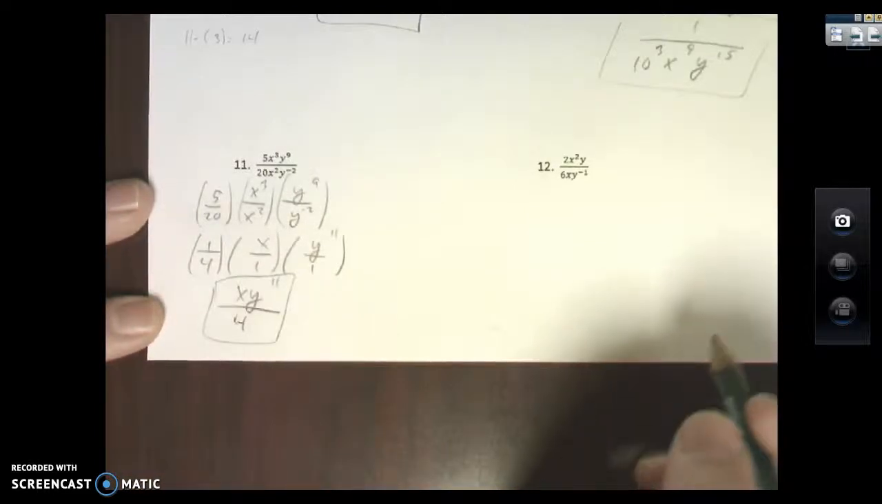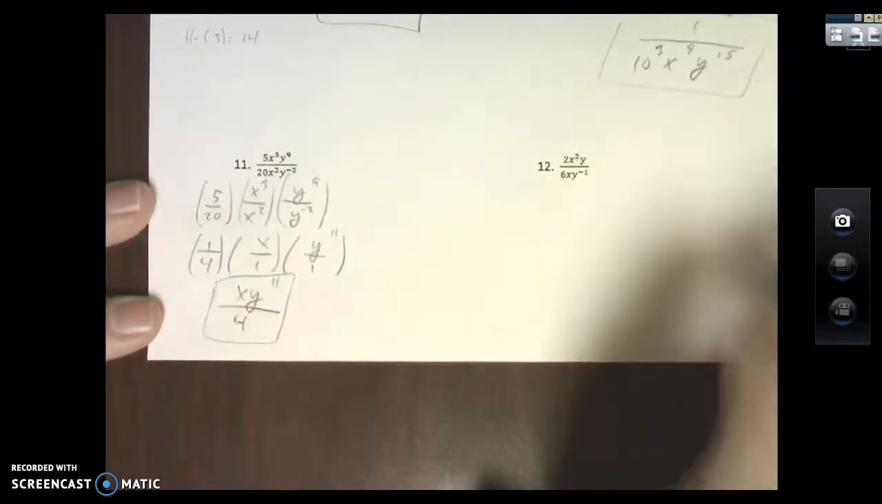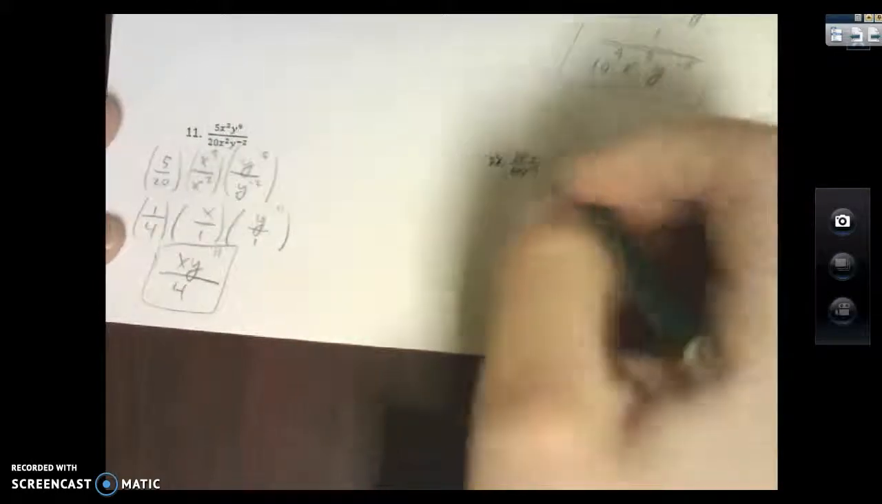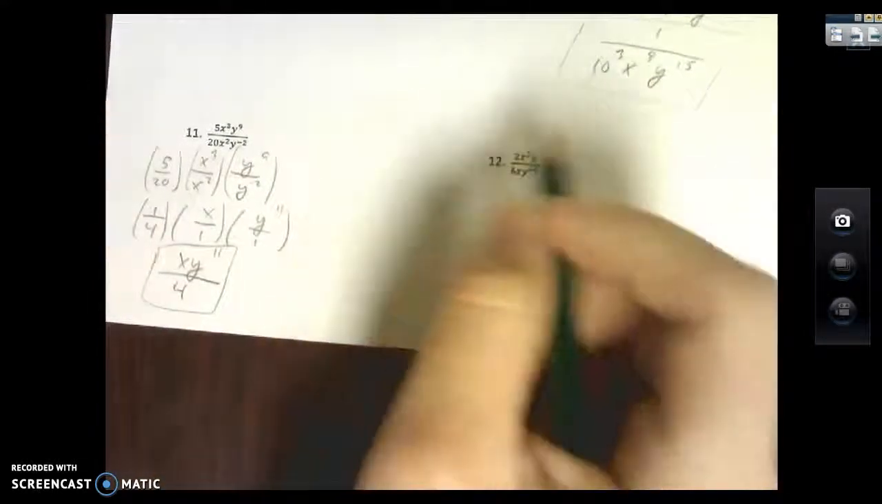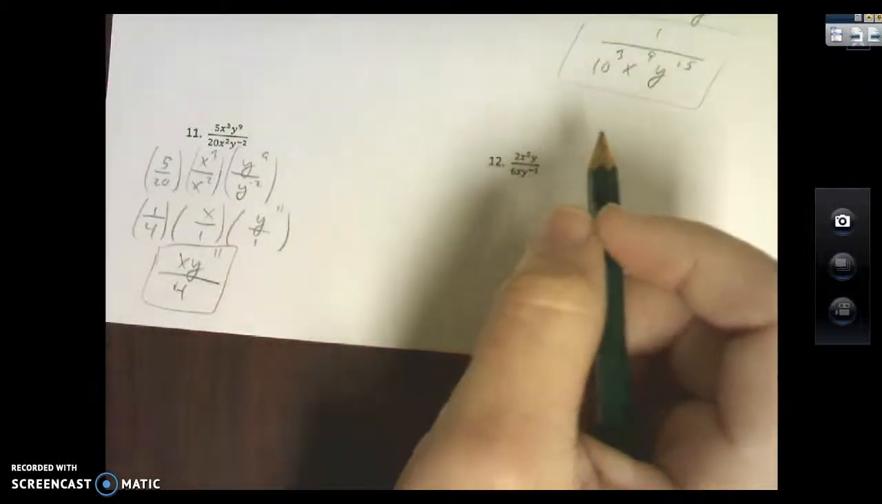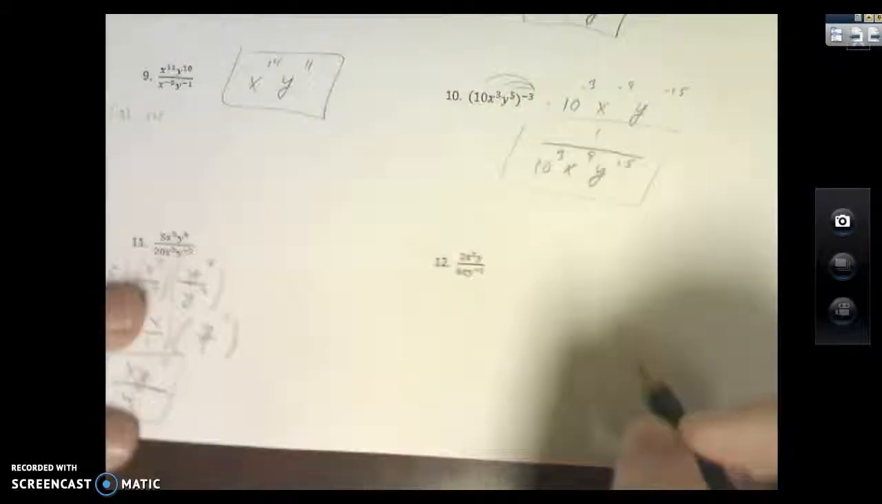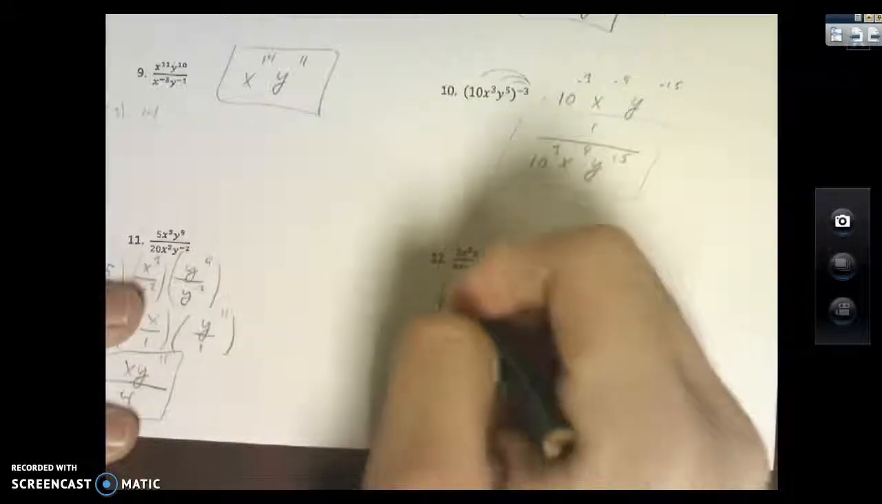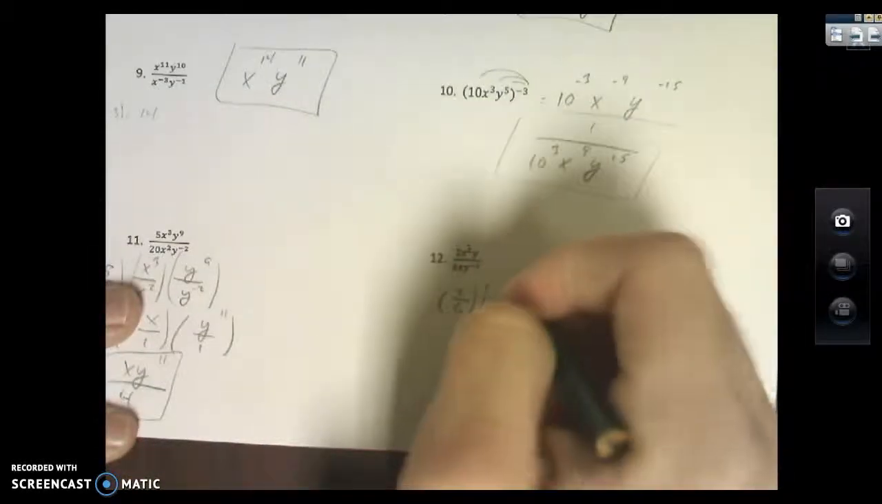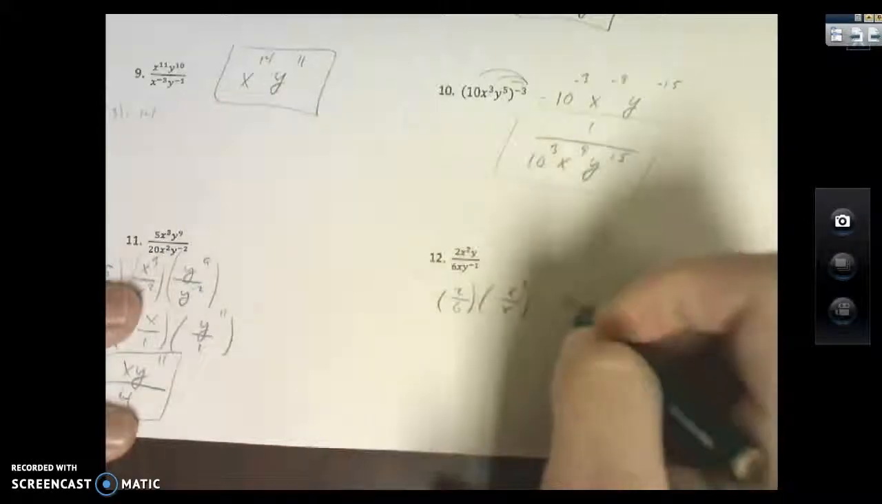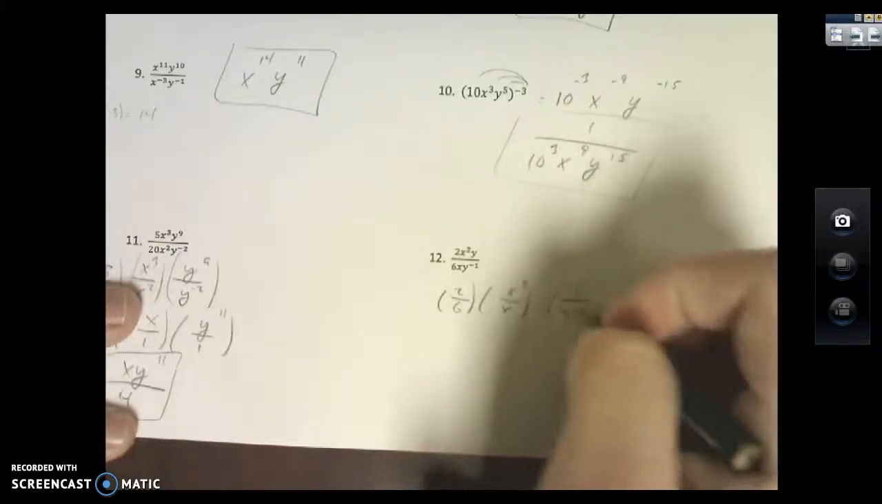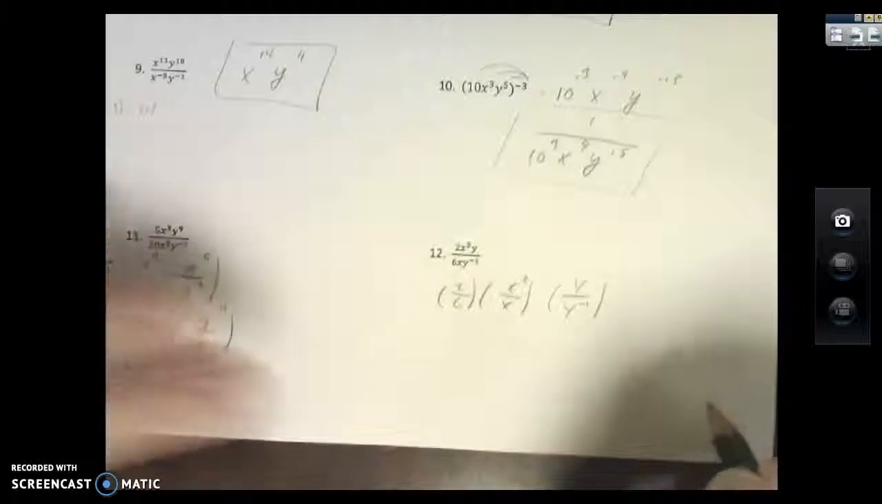Okay, we're good. I'm doing the exact same thing here for number 12. And I'm doing this because you'll notice I have numbers over numbers, x's over x's, and this is really the first time we've had this. Okay, like, I mean, yeah, we had them over here a little bit, but they were pretty quick and easy to solve. But this involves a little bit more. 2 over 6, x squared over x, y over y negative 1.